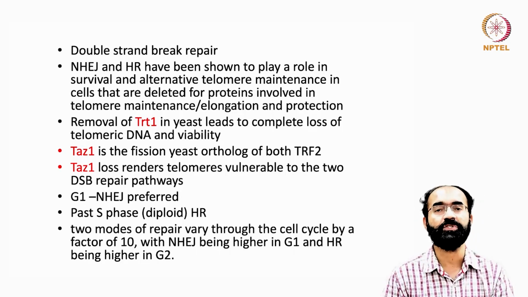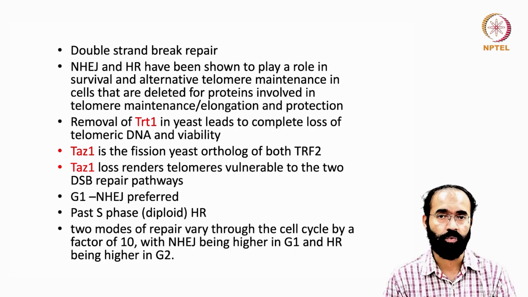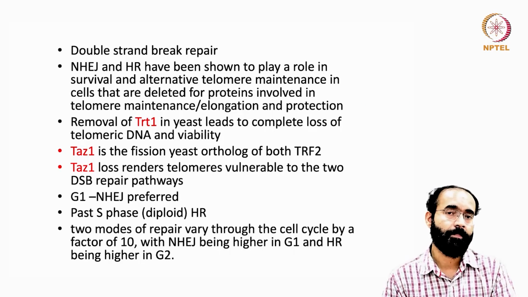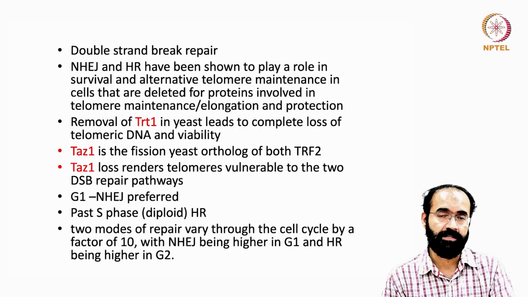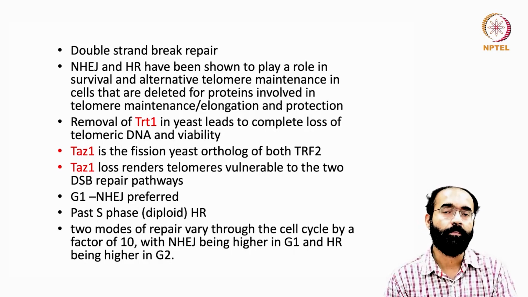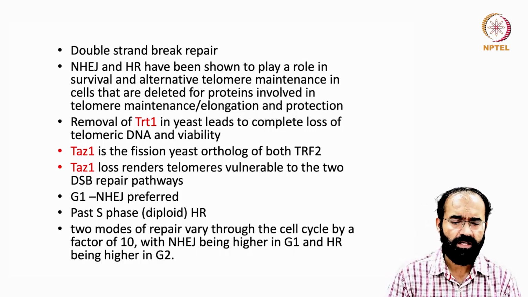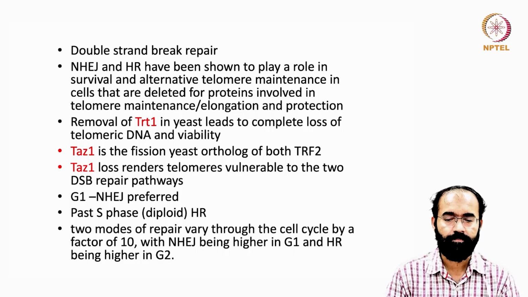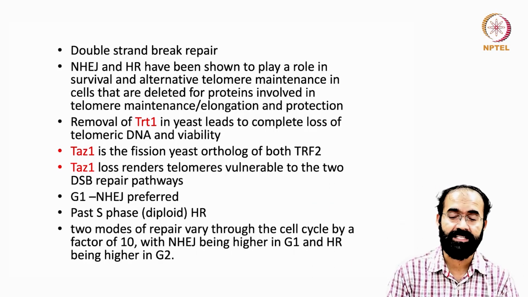The reason is very simple: because in S phase it has already replicated, so if you have DNA damage, it has a template to look at to decide which copy it should make. So homologous recombination is preferred post the S phase. The two modes of repair vary through the cell cycle by a factor of 10, with NHEJ, non-homologous end joining, being higher in G1 phase and HR being higher in G2 phase.